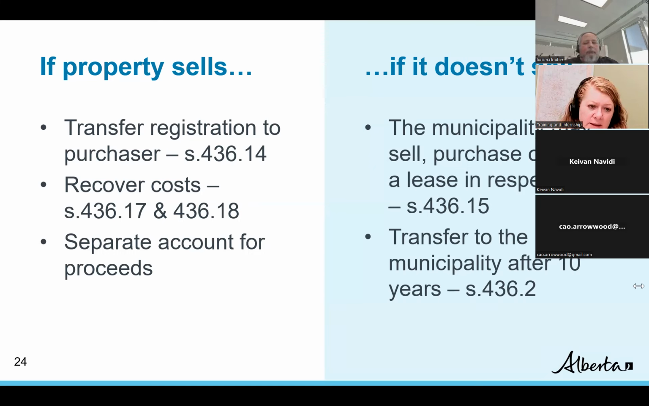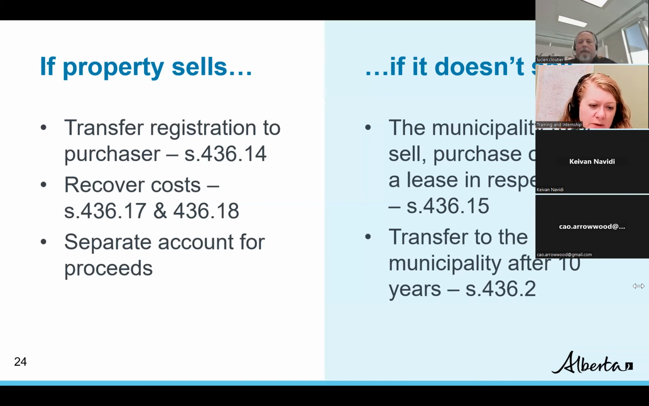And if someone buys it, they're issued a bill of sale, and the tax recovery lien is discharged at the registry's office, and other claims. That takes place using a financing change statement with a registry agent.